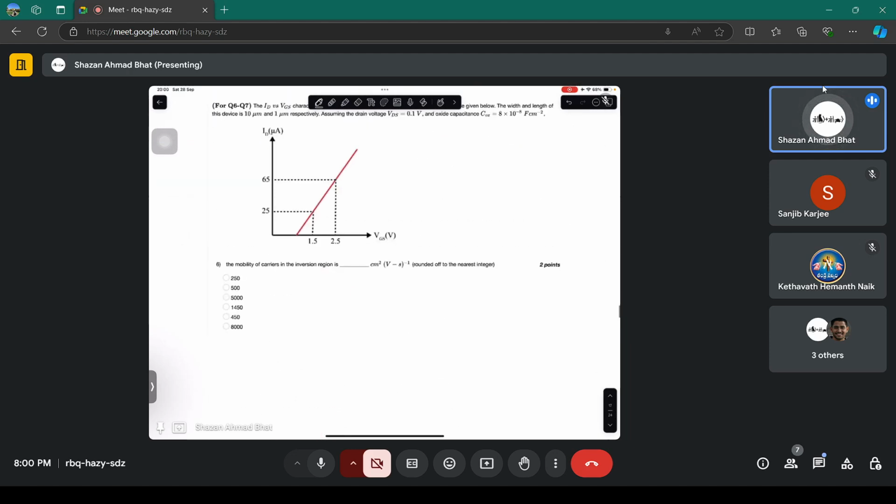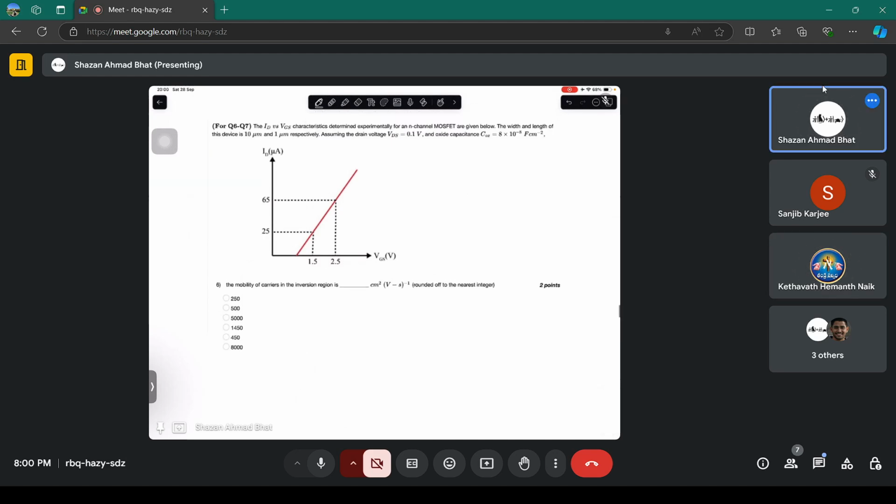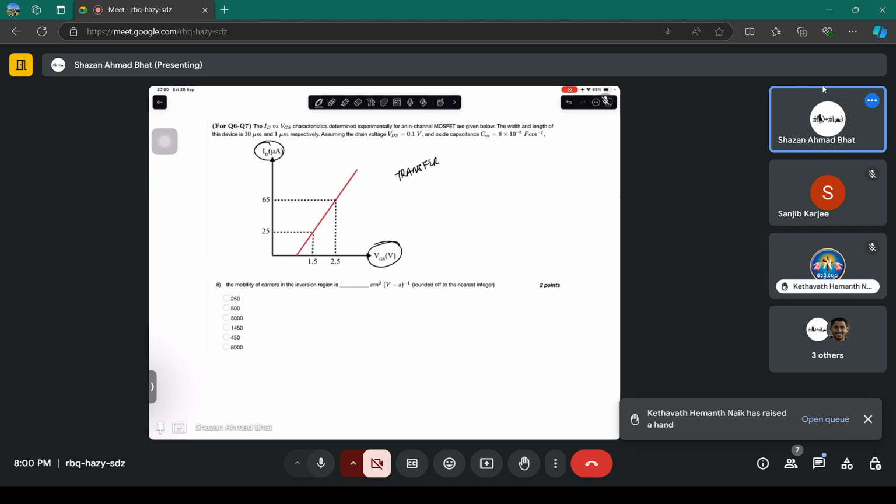So now moving on to questions number 5 and 6. What are those questions telling us? ID versus VGS characteristics determined for an N-channel MOSFET are given. This is ID versus VGS. This is something called the transfer characteristics.